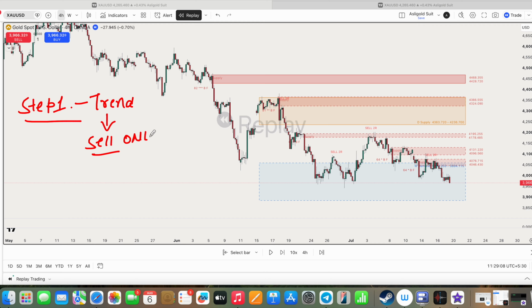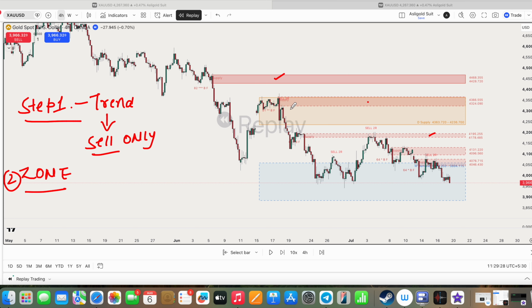Now step 2, the zone. On my chart, these zones are marked automatically by my supply and demand tool. As you can see, them as these shaded boxes, but you can also draw them by hand, and here is how.